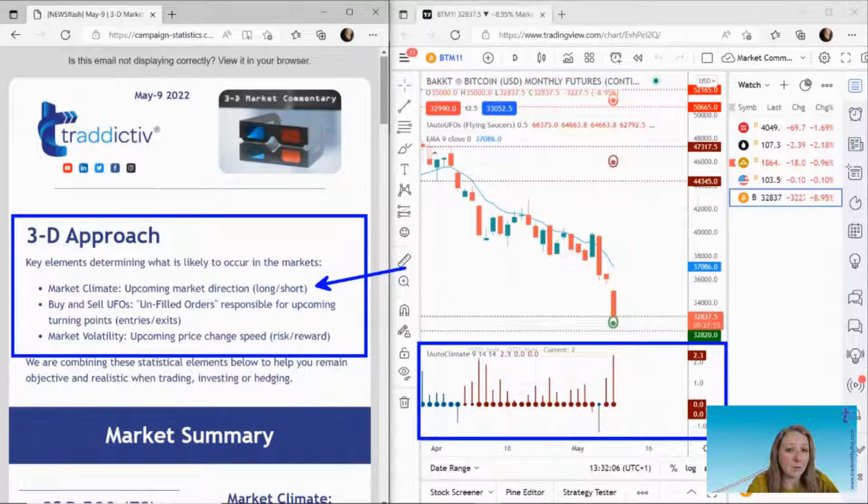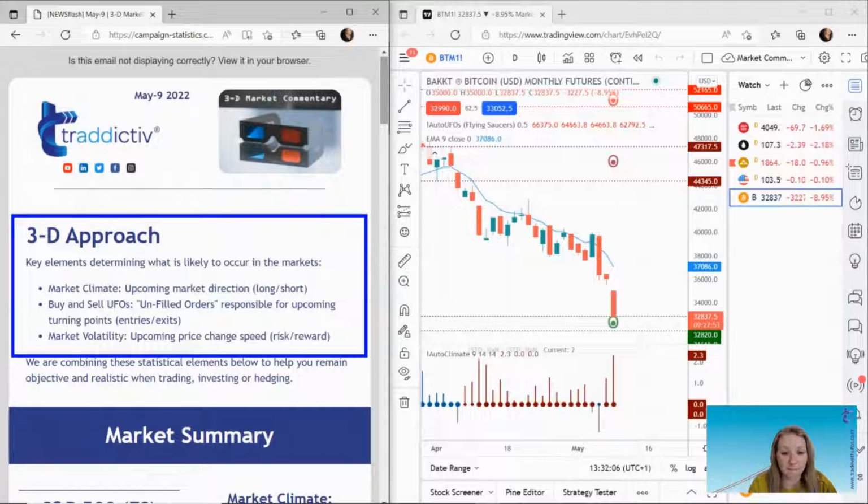We use an app called AutoClimate to help us with this. This is a free app on most platforms that you can get it on, and the app shows us where the probabilities lie with the different coloured dots that we see. Now, as we go through, I'll show you what they mean.